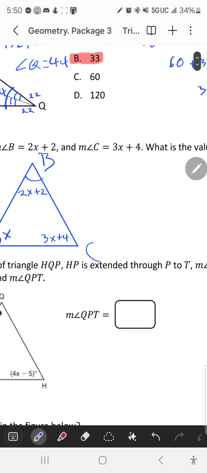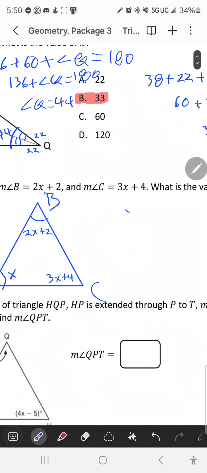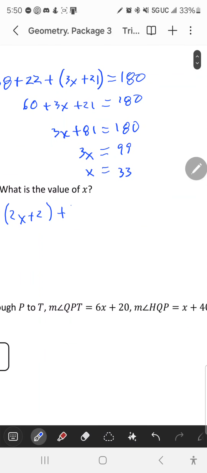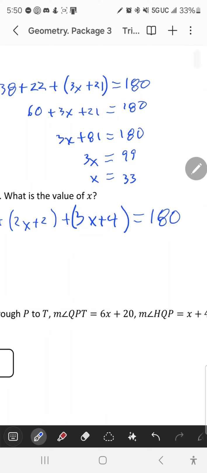But we know that the sum of the angles of a triangle is going to be 180 degrees. So if we say x plus 2x plus 2 plus 3x plus 4 equal 180 degrees, because of the property that the angles inside a triangle equal 180.